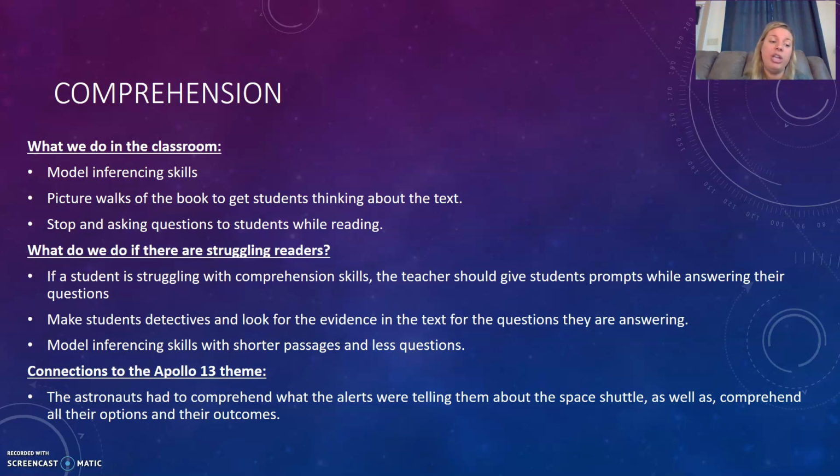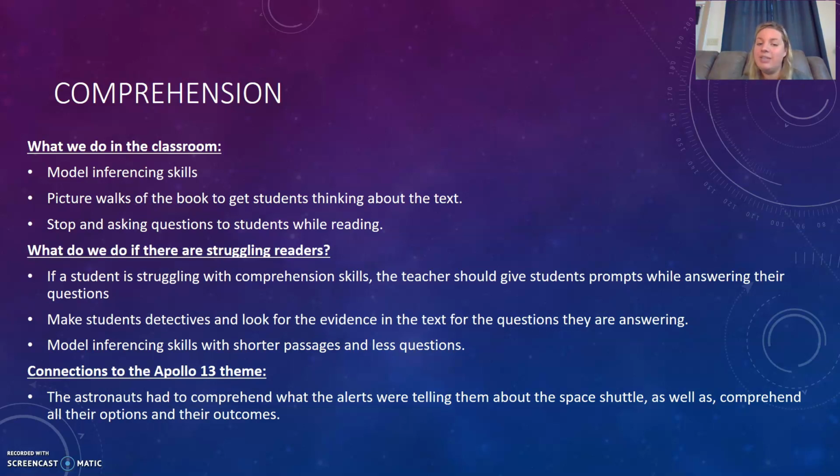If a student is struggling with comprehension skills, the teacher should give students prompts while answering their questions. So if you ask a student, you should wait the appropriate wait time with them. But if they are still struggling with answering that question, then you need to give them prompts and hints in the text on where to find it. Don't let the students fail, because if you let the students feel like a failure, they will lose all motivation and interest in what you are doing.